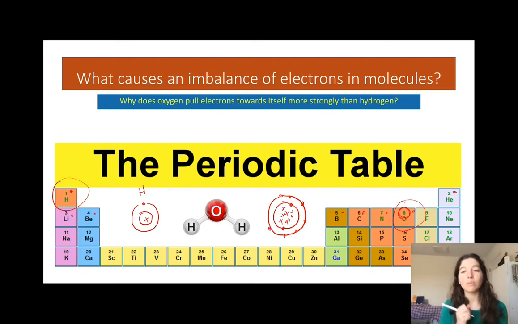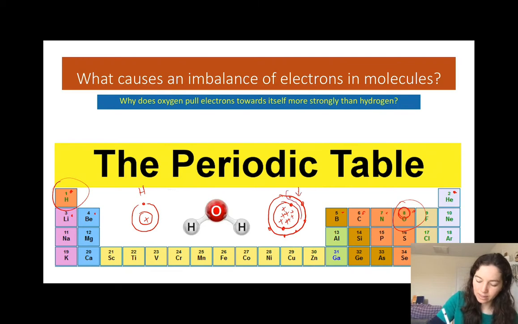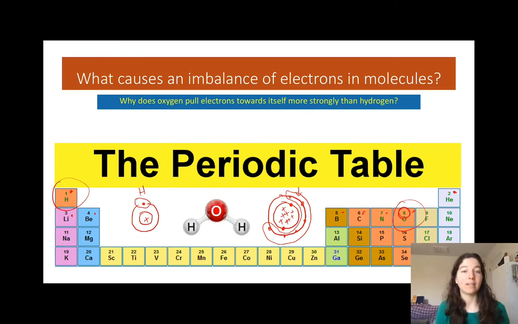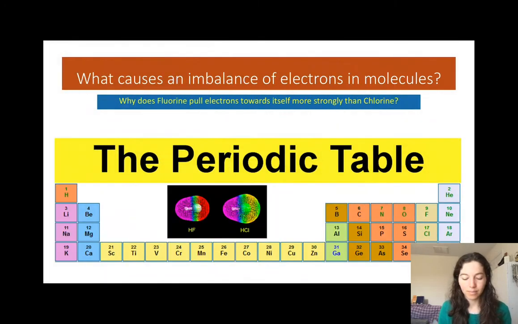Oxygen pulls a lot more on these 6 valence electrons than hydrogen does on its single valence electron. One reason for this is you can see that the nucleus inside of oxygen just has more positive charge. Because there's more positives, it's going to pull more strongly on its negative charges. That's a given, and that's why we see that trend there. Let's take a look at fluorine and chlorine right here.